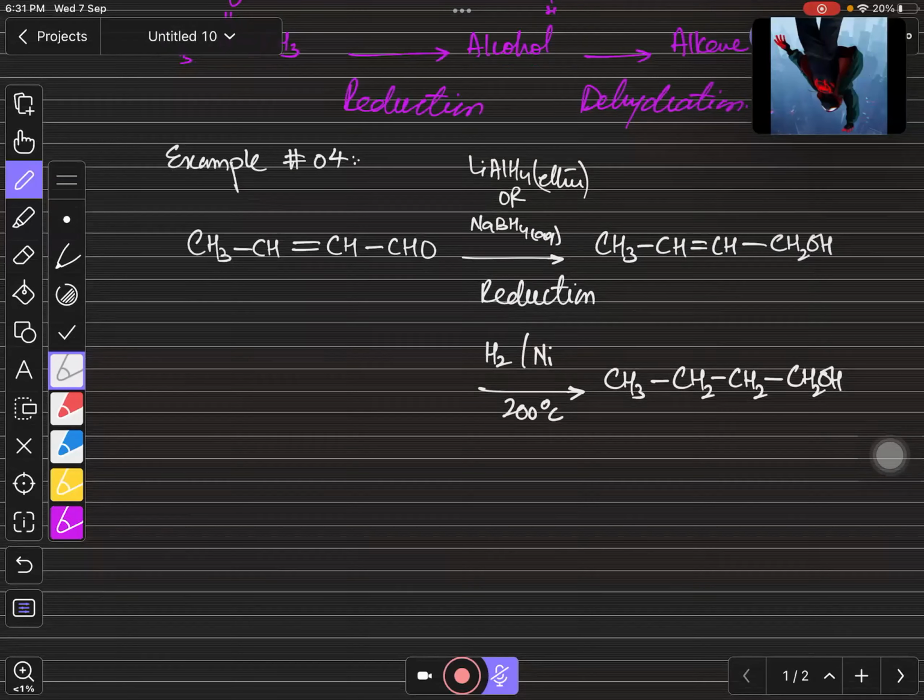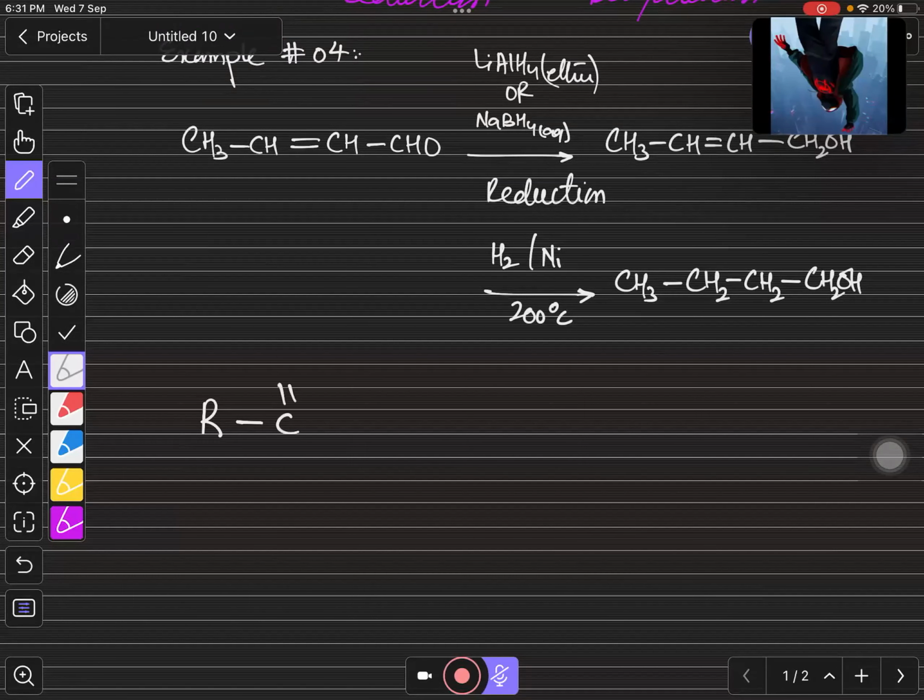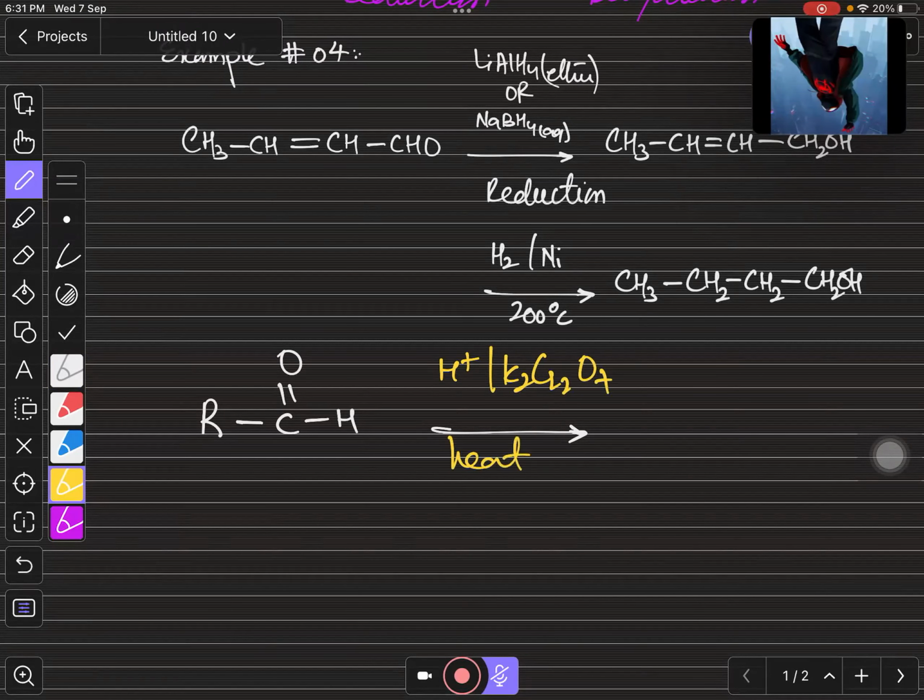उसके बाद you know that if you have aldehydes, अगर आपके पास aldehydes हों and you just add acidified potassium dichromate into this, and you need to heat under reflux. So you need to remember that this aldehyde can be converted into carboxylic acid, right? So this is what you need to understand about aldehydes and ketones, right बच्चों?